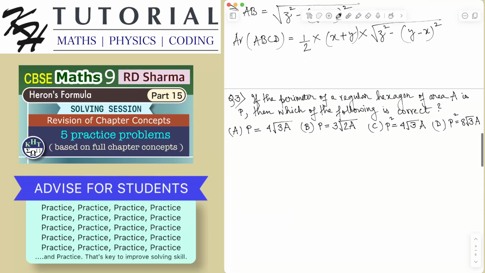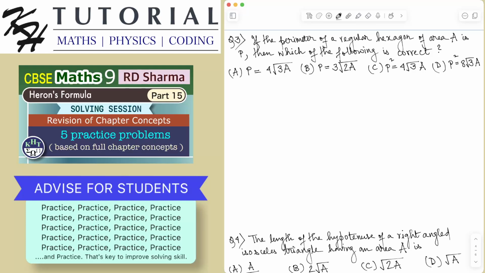Question number 3. If the perimeter of a regular hexagon of area A is P, then which of the following is correct? Now you must be clear on the concept of a regular hexagon, the relation between the area of a regular hexagon and the length of its side. So what do we have? This is a regular hexagon, with sides 1, 2, 3, 4, 5, 6.